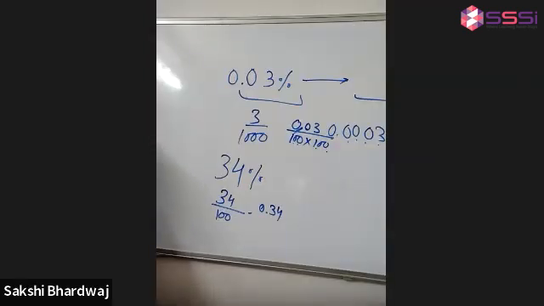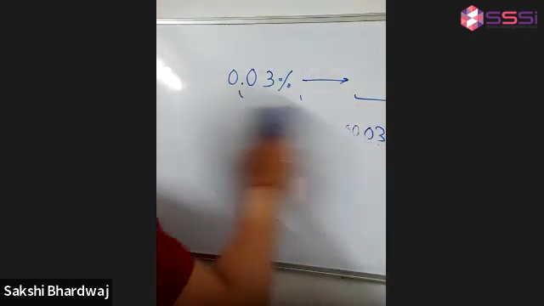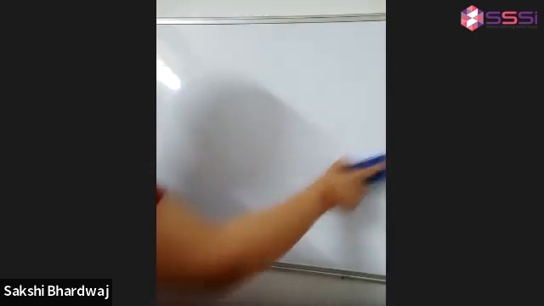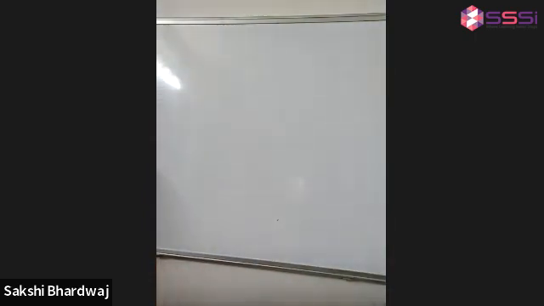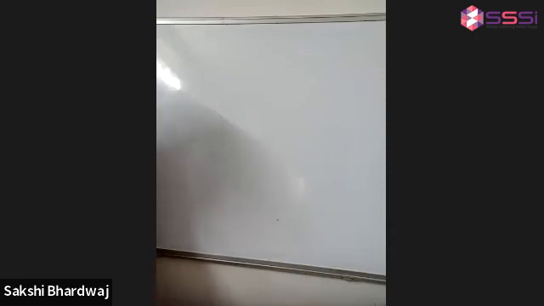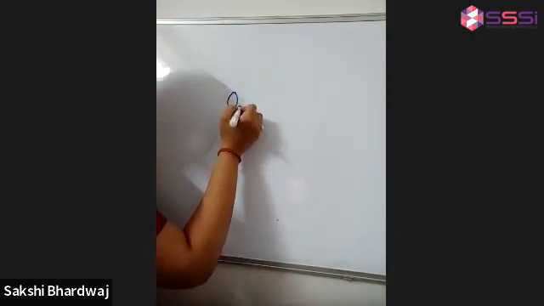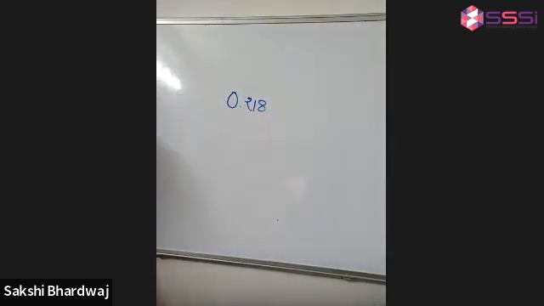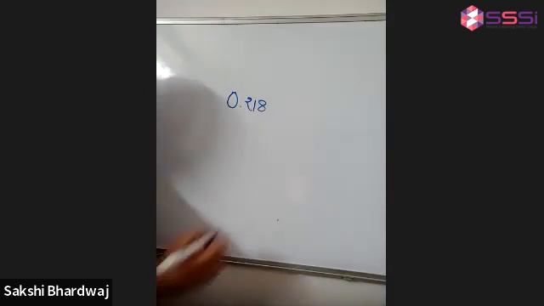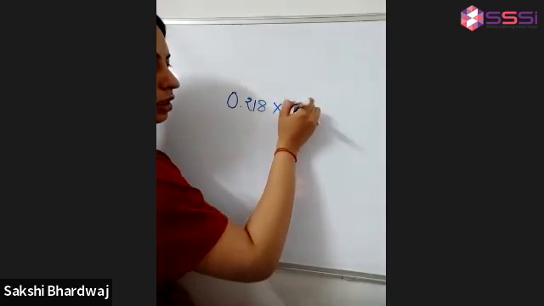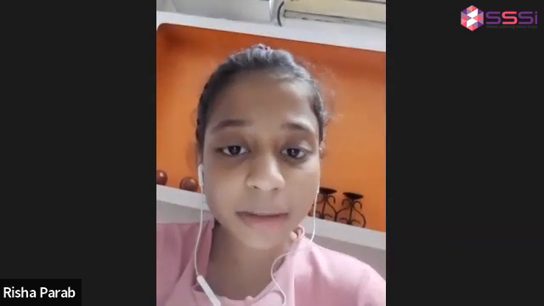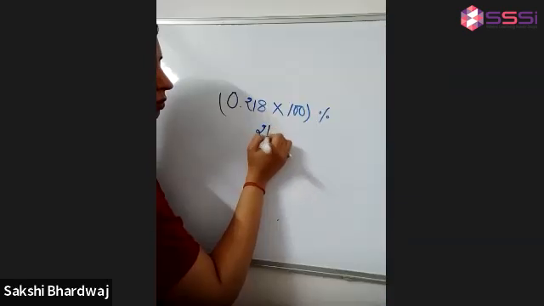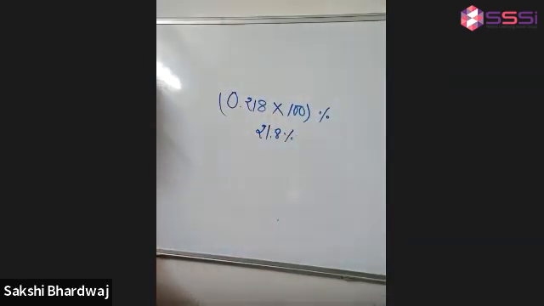Again, how to convert a decimal into a percentage? What are you writing? No, ma'am, the heading. To convert a decimal into a percentage, if there is a decimal number 0.218, how do we convert it into a percentage? We multiply this by 100, so 21.8%. Clear? Things are clear, Risha?